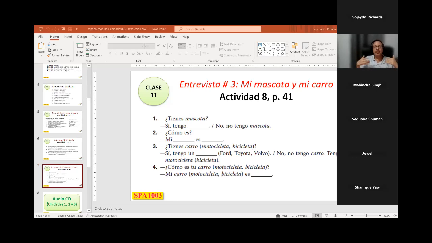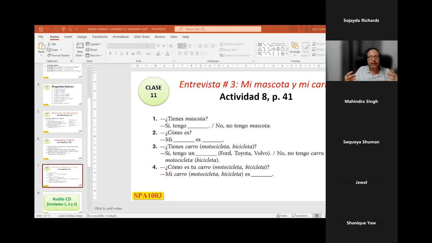Okay, if I ask you, ¿tienes una motocicleta? exactly like the car, you can tell me, sí, señor, tengo una motocicleta. And if I ask you, ¿de qué color es tu motocicleta? You can tell me, mi motocicleta es roja. Mi motocicleta es verde. Mi motocicleta es negra. Bicicleta, bicycle, same thing. Tengo una bicicleta. Mi bicicleta es roja. Mi bicicleta es verde. Mi bicicleta es negra. Mi bicicleta es marrón.